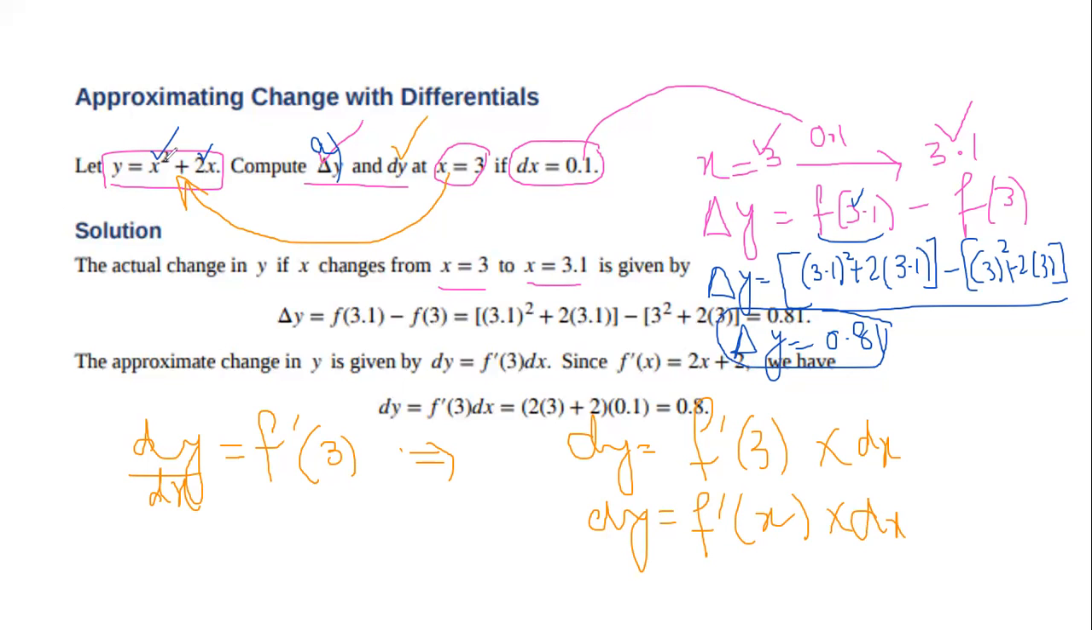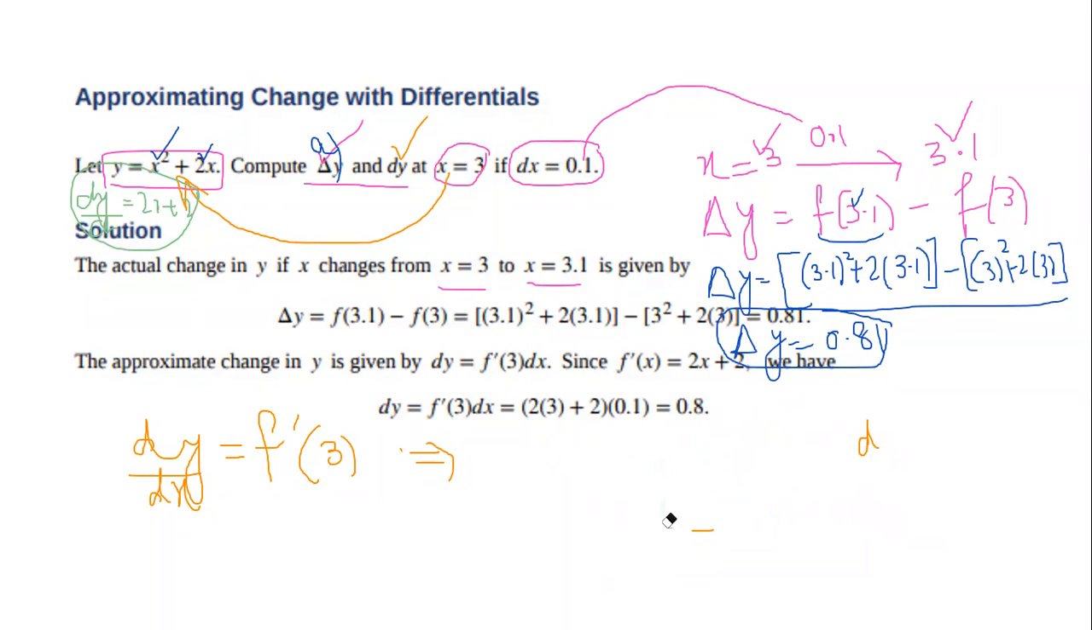So this is y equals x square plus 2x. The derivative will be 2x plus 2. So my value for the derivative is 2x plus 2. So I will write here.